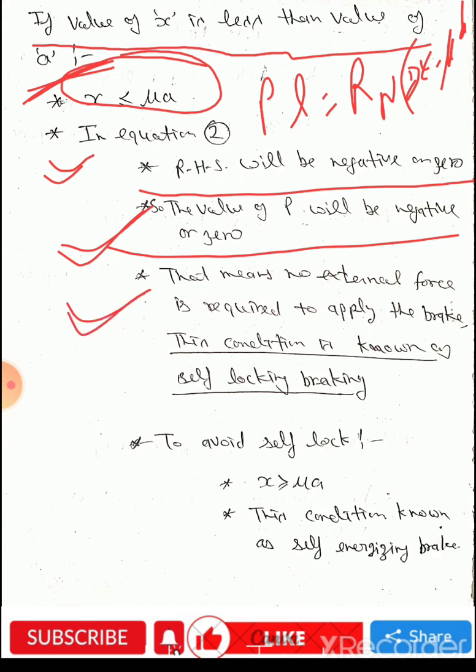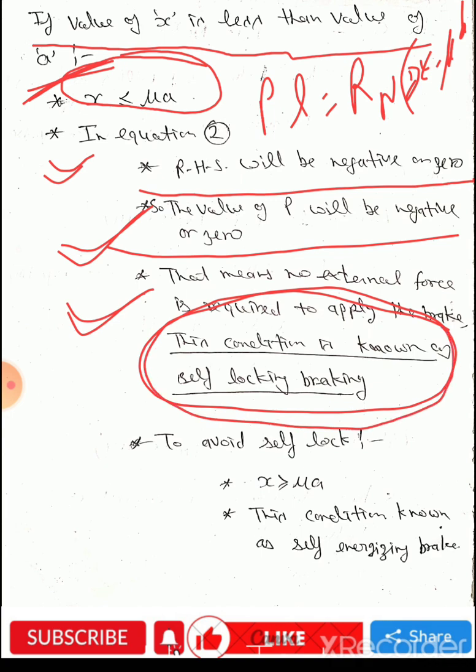So the value of P will be negative or 0. That means no external force is required to apply the brake. When the value of P is negative or 0, no external force is required to apply the brake. This condition is known as the self-locking condition, or self-lock brake. This is very important.